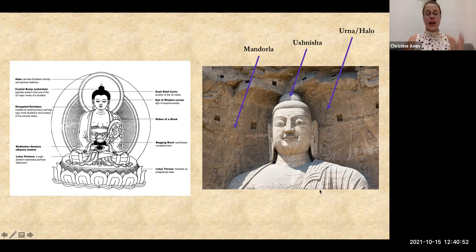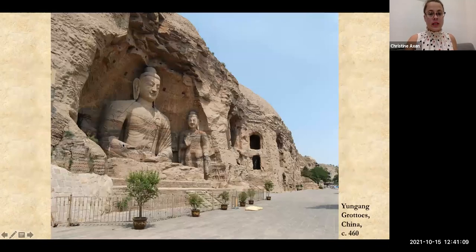And then in addition to the halo, which is just around the head, we have a much bigger halo around the whole body known as a mandorla. And we see this a lot of times in medieval Christian art as well. This is a halo that encompasses the whole body. And just note how excellent and exquisite these folds are.